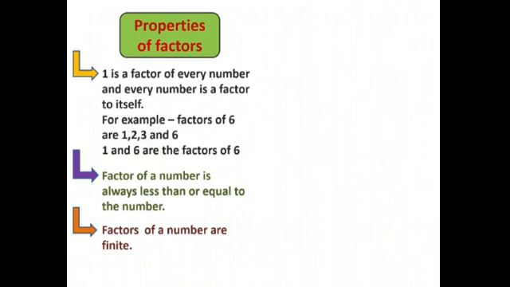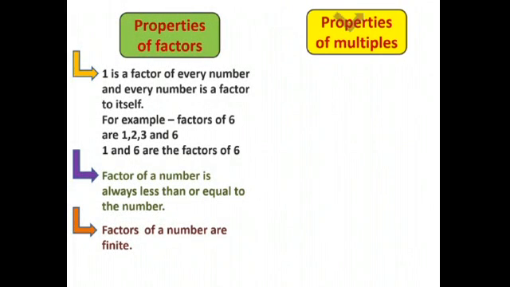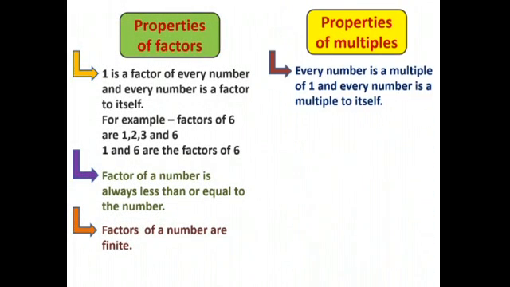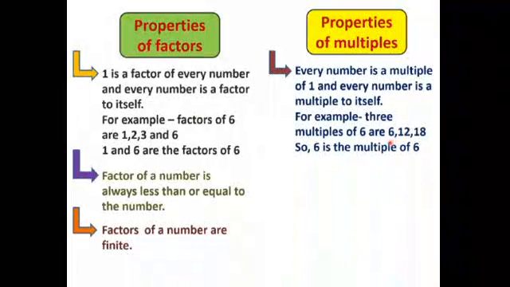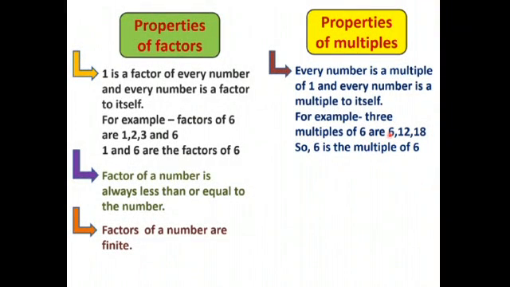Okay. Now the properties of multiples. The first property is every number is a multiple of 1 and every number is a multiple of itself. For example, here I have taken 3 multiples of 6: 6, 12, 18. So 6 is a multiple of 6. Here the number is 6, we have to find 3 multiples of 6. So the number is 6 here, and the multiples of 6 are 6, 12 and 18. So the multiples also include 6. So 6 has a multiple as 6.